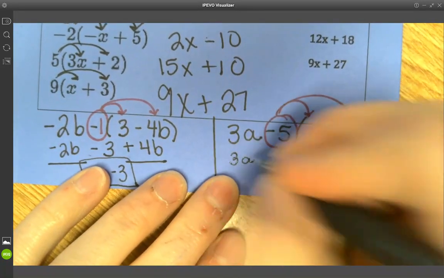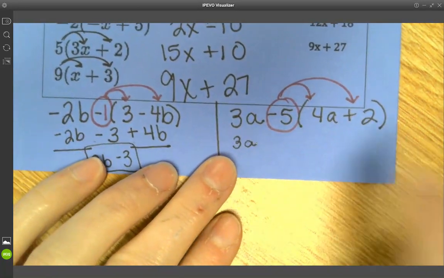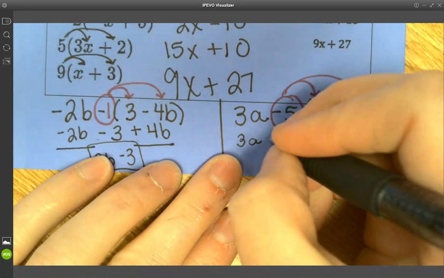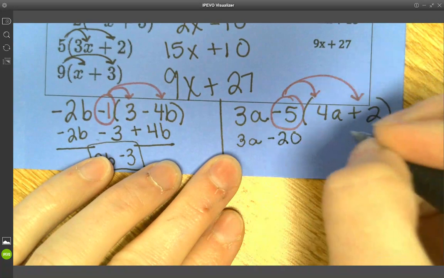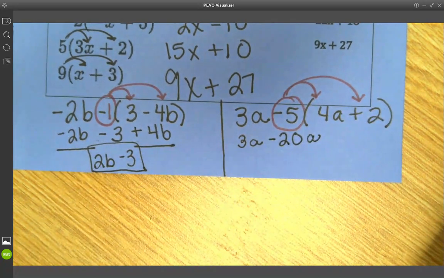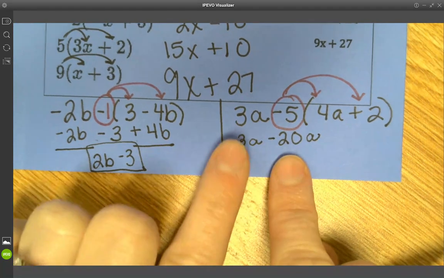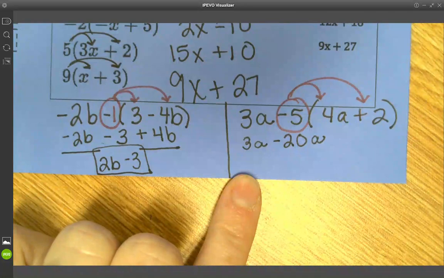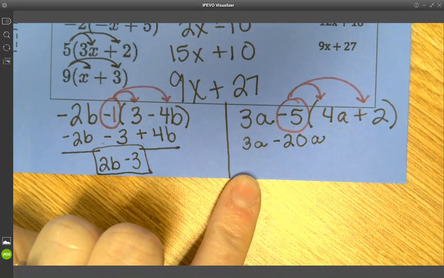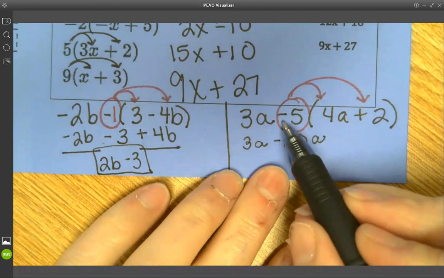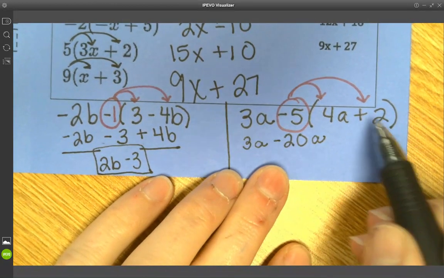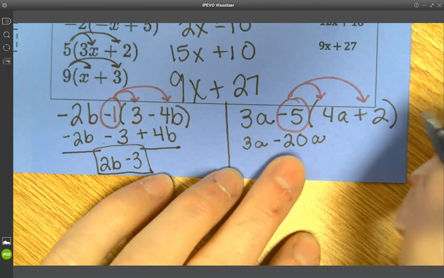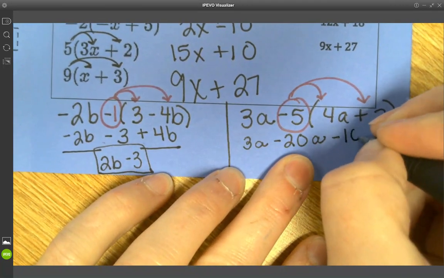Let's carry down the 3a. And then we're going to multiply negative 5 times 4 is negative 20a. So you don't have to add a plus, a negative, or anything like that. Just put minus. Minus is when you have two numbers between them. It's a negative if you just ignore the number that's in front of it. So you can use minus and negative kind of interchangeably. Okay, then you have to multiply the negative 5 times a 2. Negative 5 times 2, negative 10.